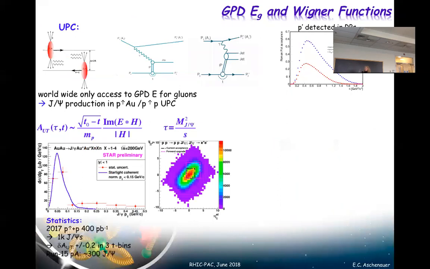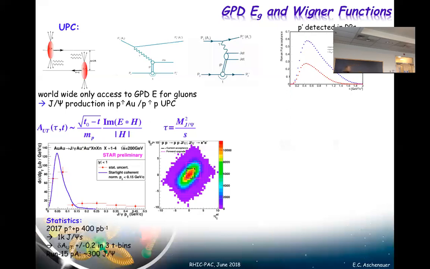Okay, one thing which I wanted to point out, something which nobody necessarily associates with RHIC: we can also measure GPDs, and we hope we can measure Wigner functions. We are working with Yoshi on this. We use ultra-peripheral collisions, where you have your one proton or gold nucleus which emits a photon and scatters.